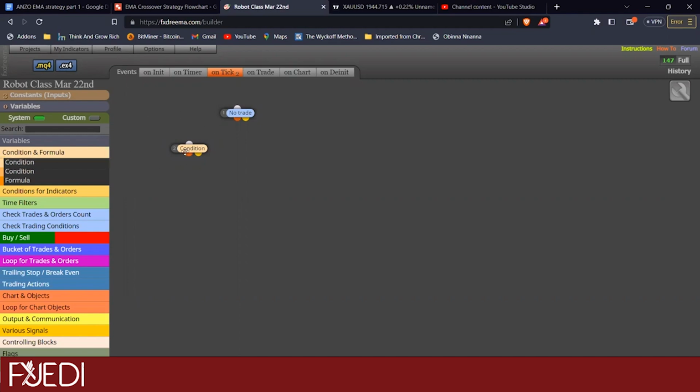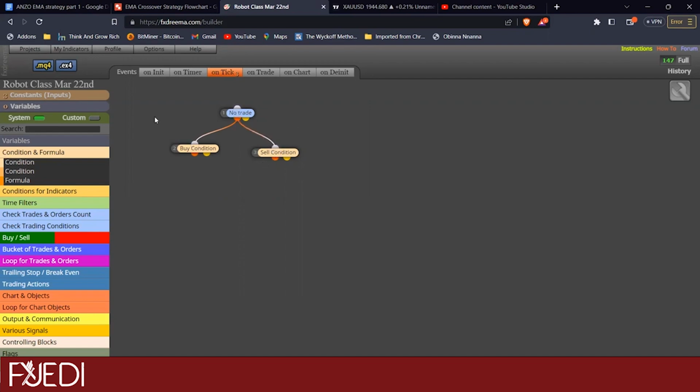So we'll pick out the condition. What I'll do here is I'm going to rename this. So I'll click on edit title and rename this buy condition. So I know that this is my buy condition. And then I'll pick another one, and rename it sell condition. Okay. So we have our buy condition and our sell condition. So if there are no trades, we want our EA to look at the buy condition. If it's met, then execute the code here. Otherwise, look at the sell condition.